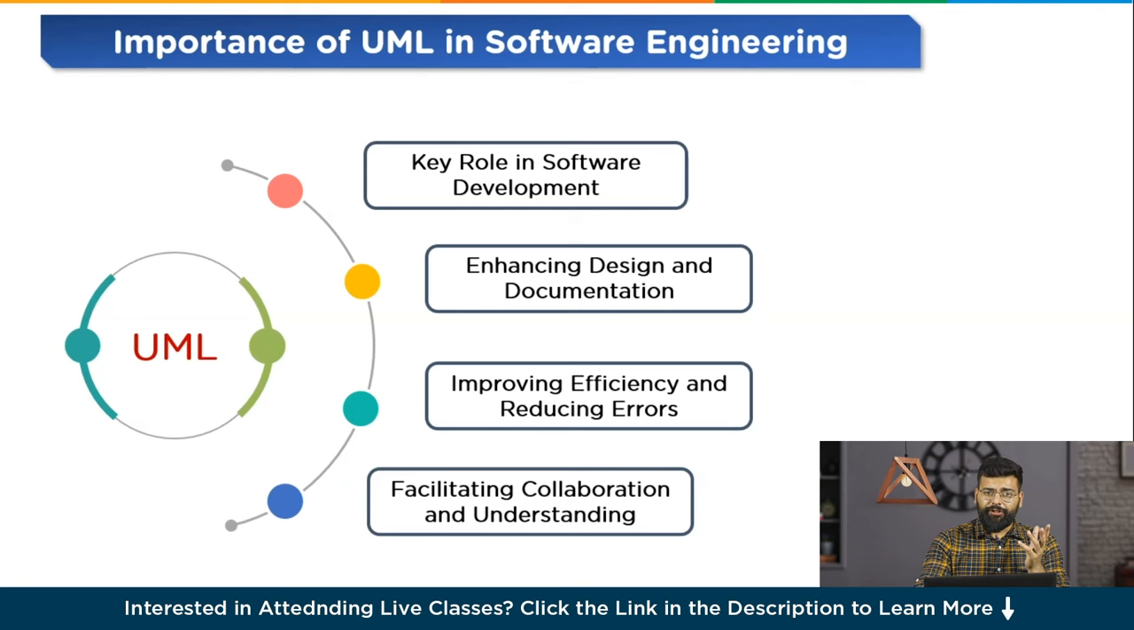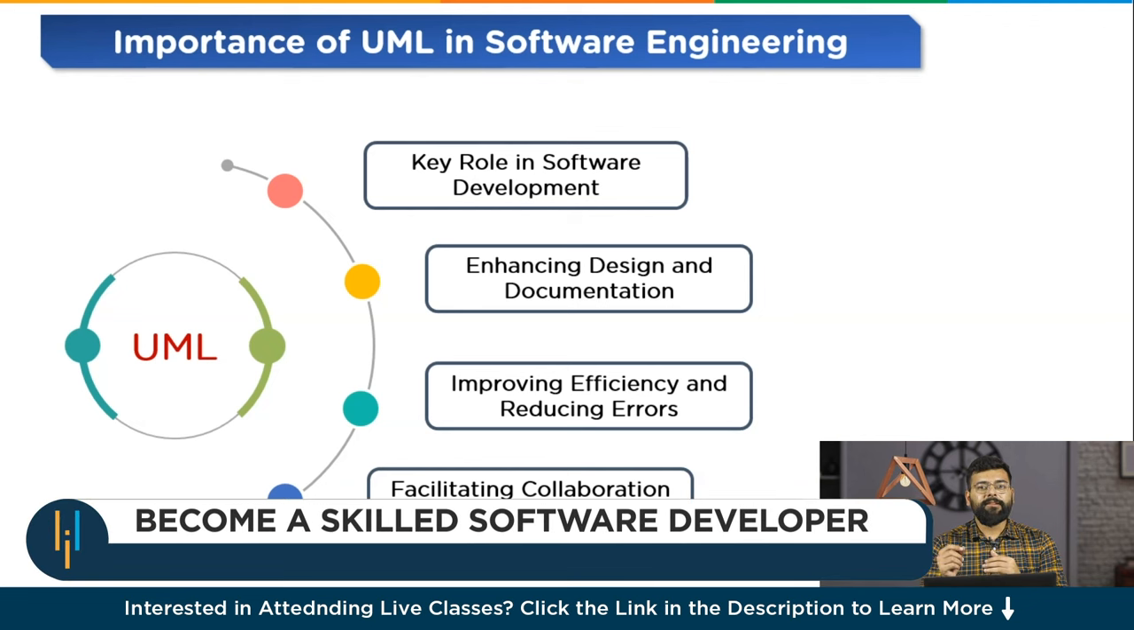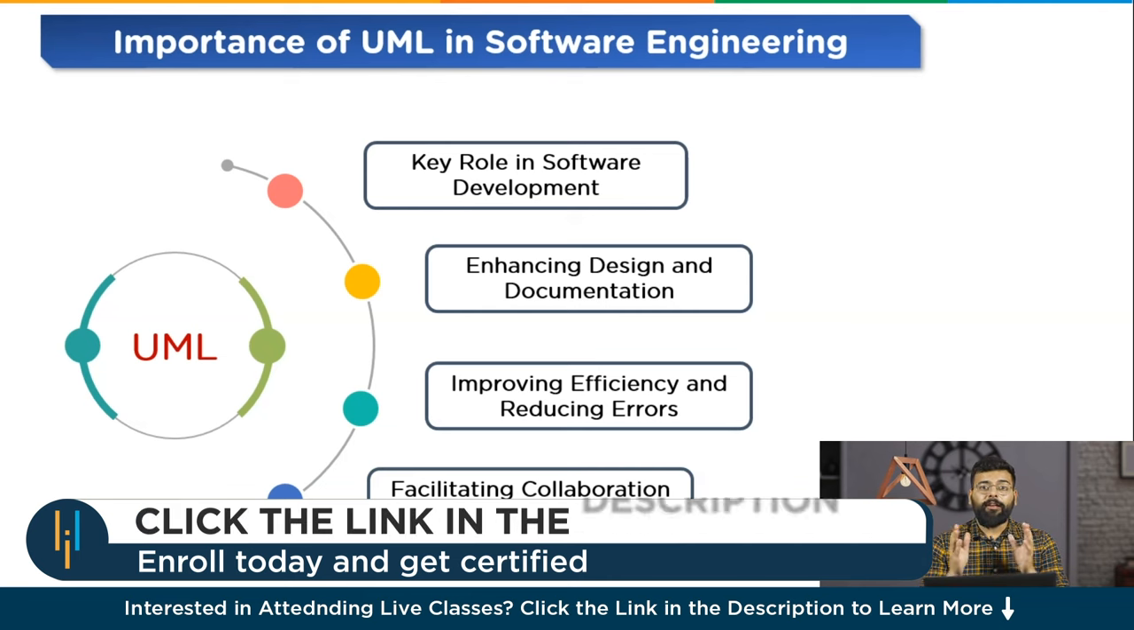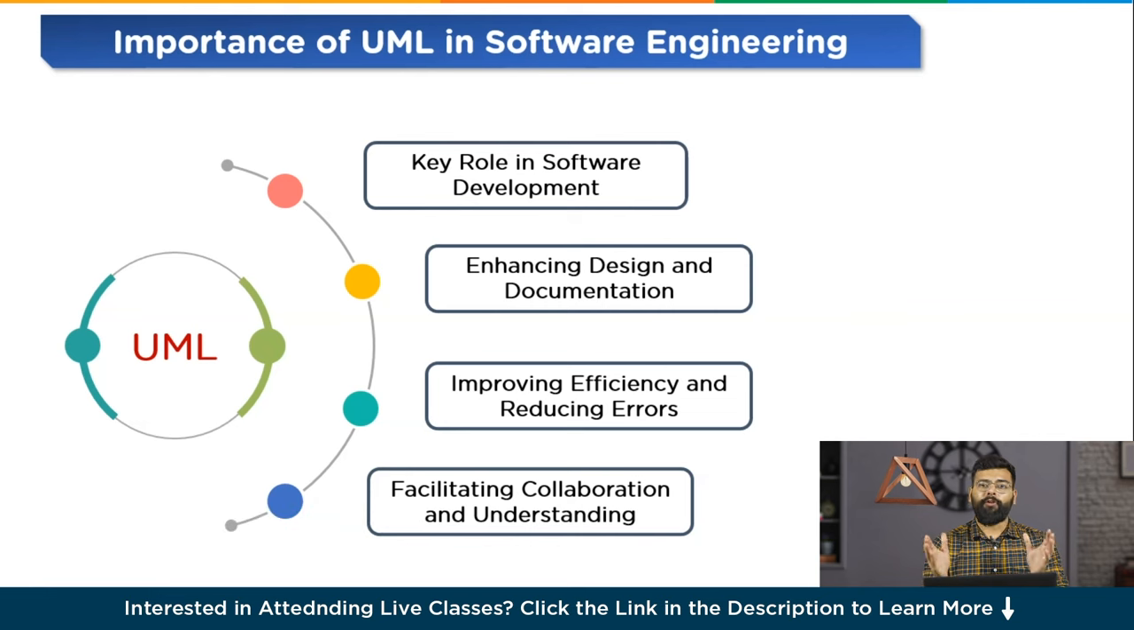And UML in action has key roles such as planning, which explains how UML was used in the initial planning stages, and design, which shows how UML diagrams assisted in designing the system architecture. And communication: UML facilitated effective communication among team members and stakeholders. So this was the importance of UML diagrams across all software teams.